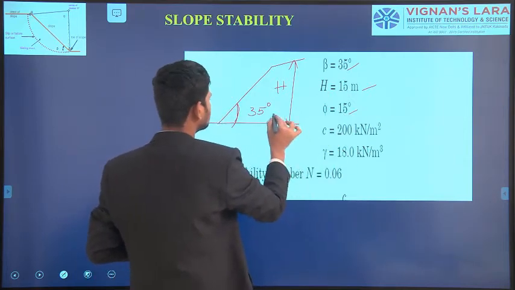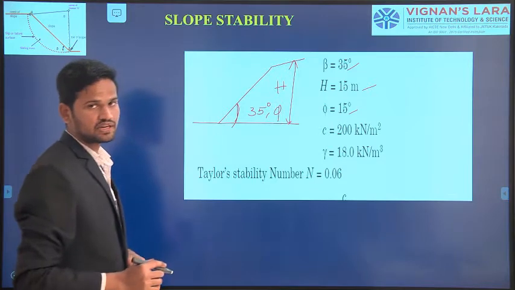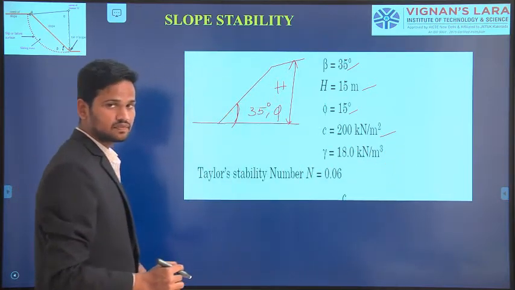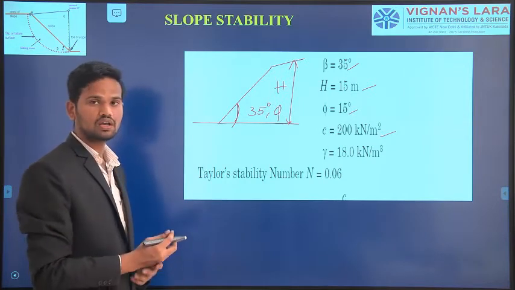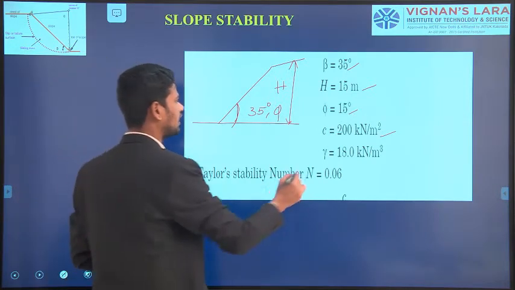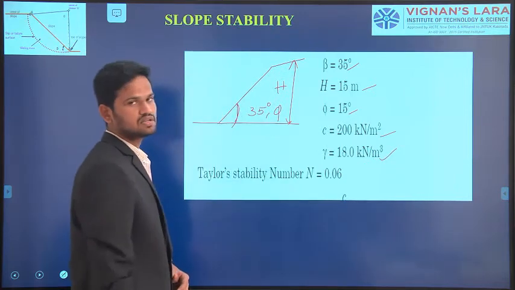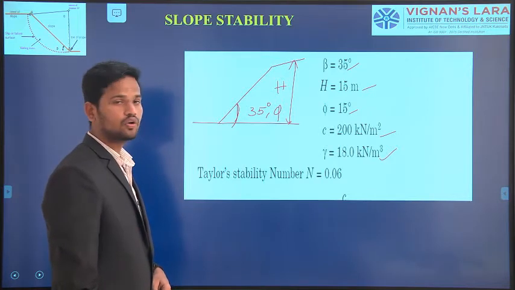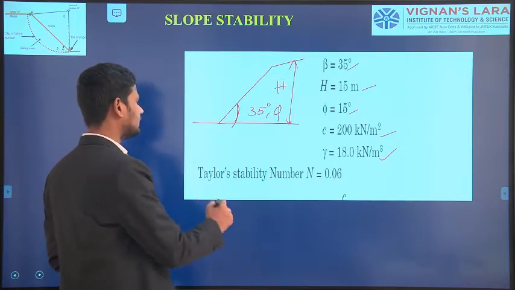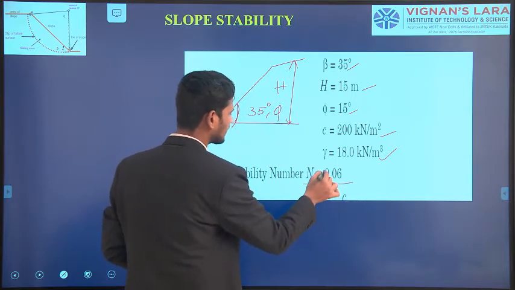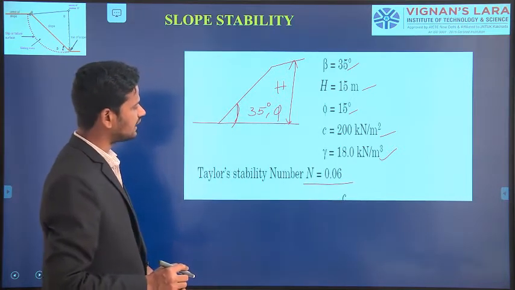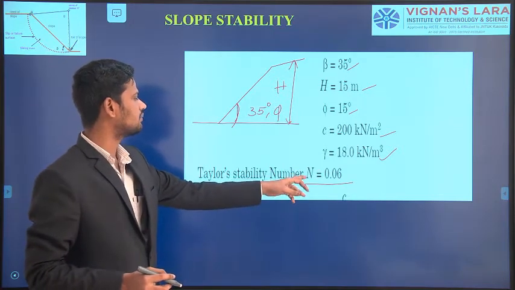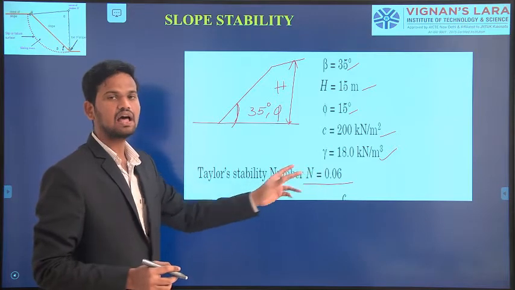Phi is the angle of internal friction of the soil mass, and C is the cohesion intercept of the soil mass, C equal to 200 kilonewton per meter square. Gamma is the unit weight of the soil mass, gamma equal to 18.0 kilonewton per meter cube. Again, the Taylor stability number is given in the problem as n equal to 0.006. This Taylor stability number we can write as n or Sn.